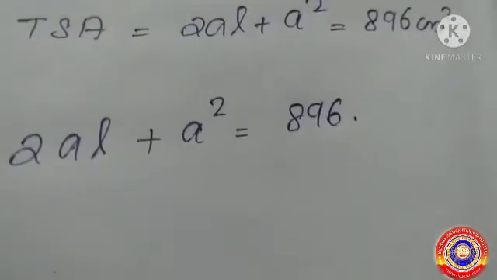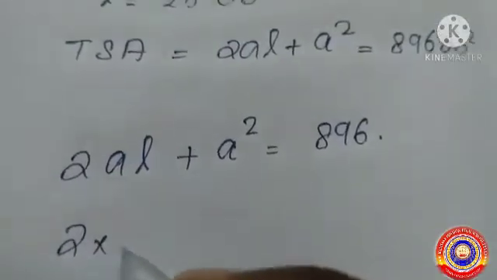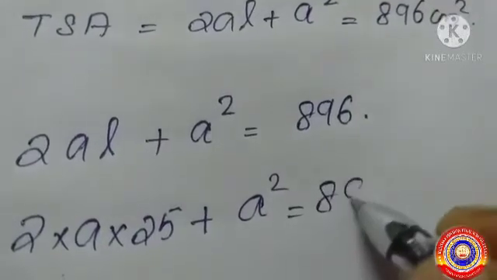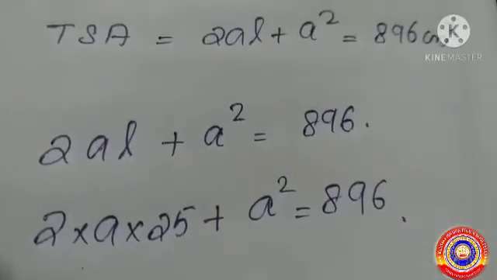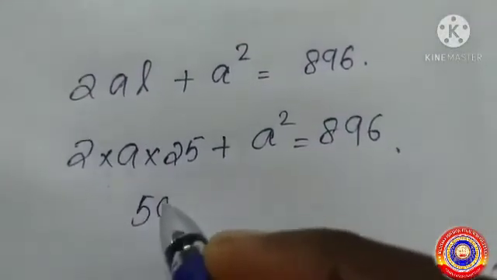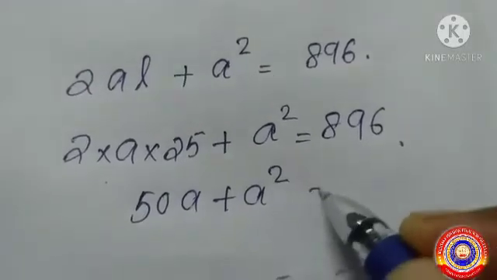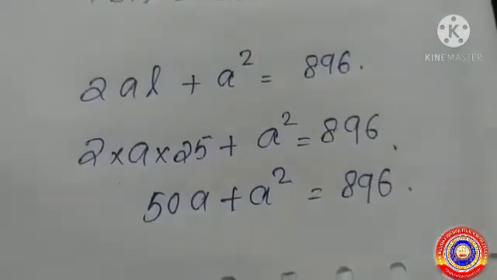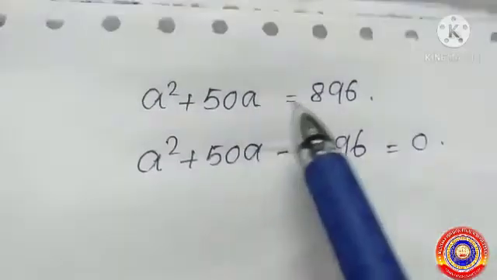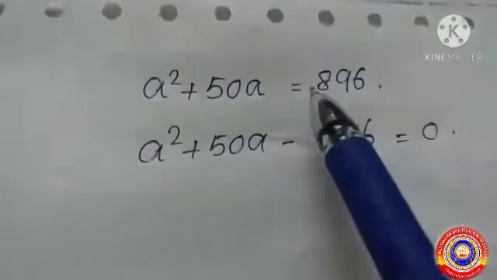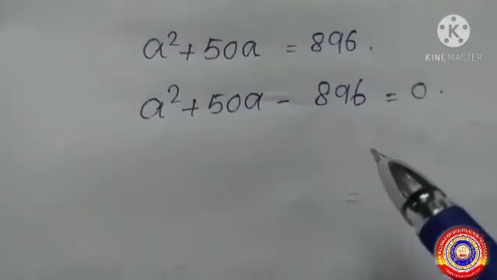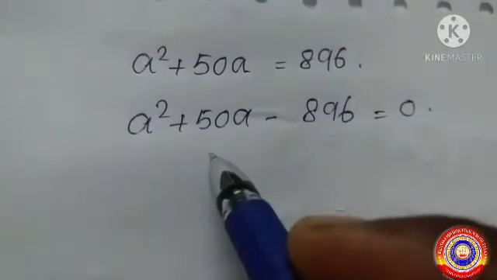We have to put the value of L, then the equation becomes 2 into A into 25 plus A square equal to 896, and 2 into 25 is 50. 50A plus A square equal to 896. Arranging this, we can write A square plus 50A equal to 896. It is a second degree equation. We have to convert it into general form. Then it becomes A square plus 50A minus 896 equal to 0.